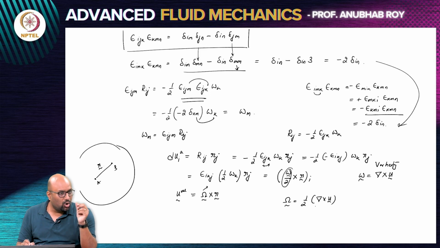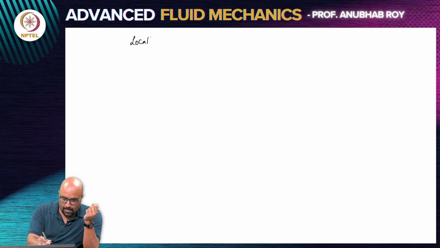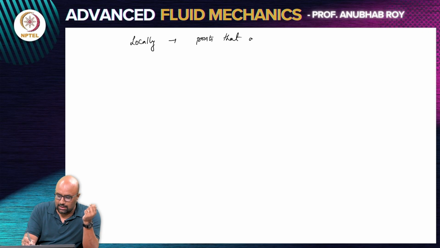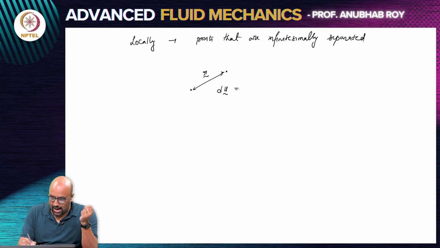So in a fluid, locally fluid particles can spin. To understand what it means locally, you are thinking of points that are infinitesimally apart. So when you are thinking of 2 points, these 2 points are separated by a small distance r. They have a relative velocity, which I am saying is du. Du has a symmetric part and an antisymmetric part.